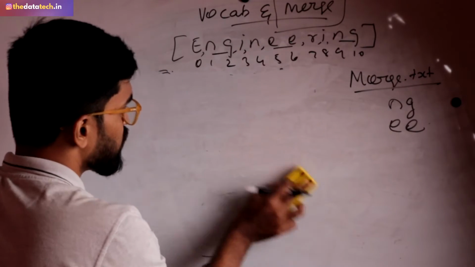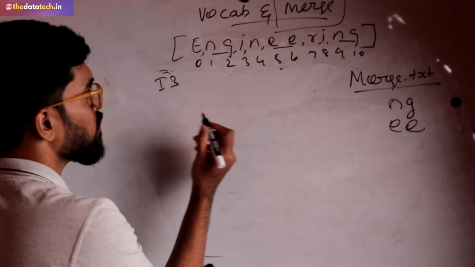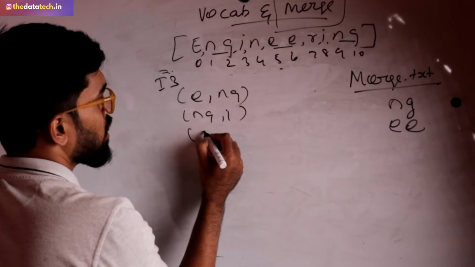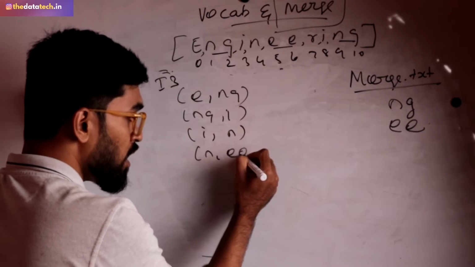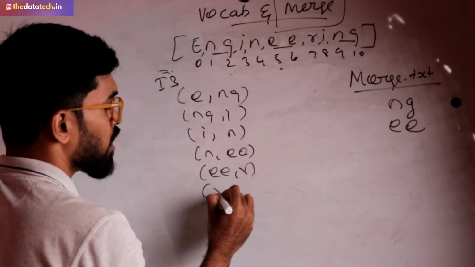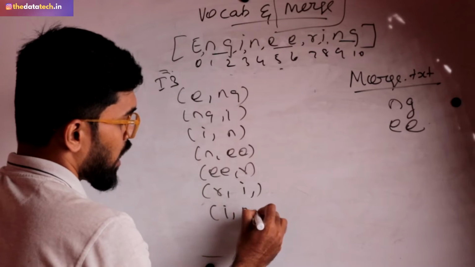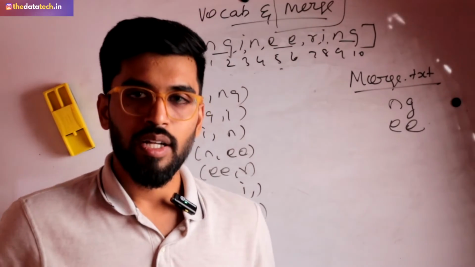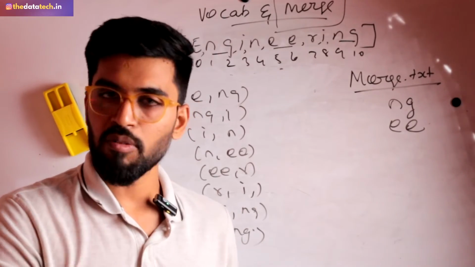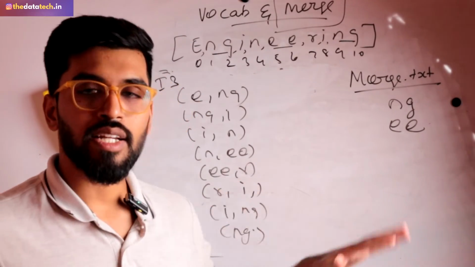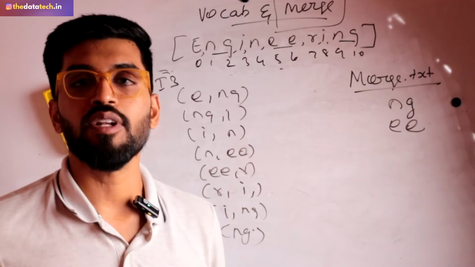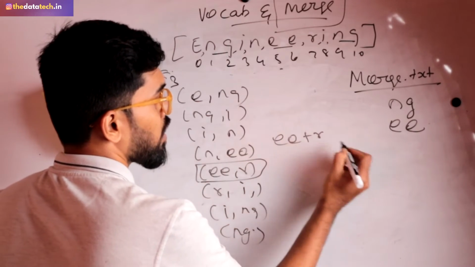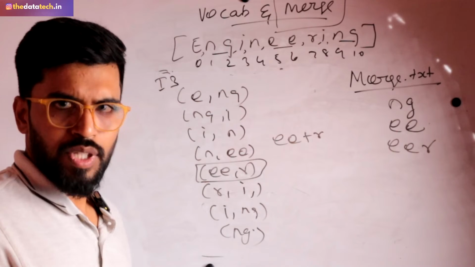Now the third iteration. So I3, the third iteration will be E comma NG, NG comma I and then I comma N, N comma EE and then EE comma R and R comma I comma NG and NG. So now what will BPE check? It will check for any duplicate pairs, no. Any duplicate character next to each other within the same pair, no. Now hereafter it will start taking pairs in arbitrary order. It will take any one pair and merge it. For example, imagine it takes EE plus R. Now EER. That's all. So this is I3.